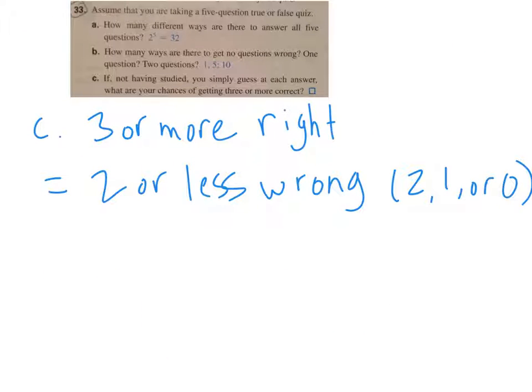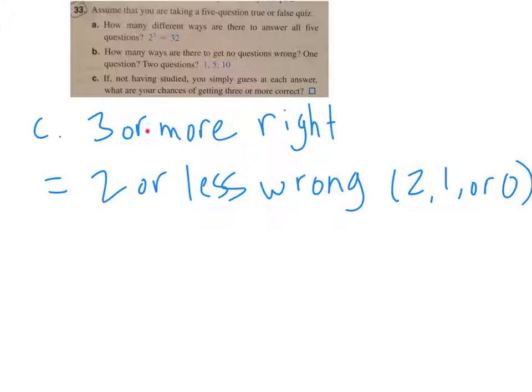Okay, so that's part B. We're going to put it all together here in part C though. It says, if not having studied and you simply guess at each answer, what are your chances of getting 3 or more correct? Right, so you're just guessing, so it's pure chance here. The catch here, or the key here, is when it says getting 3 or more correct.